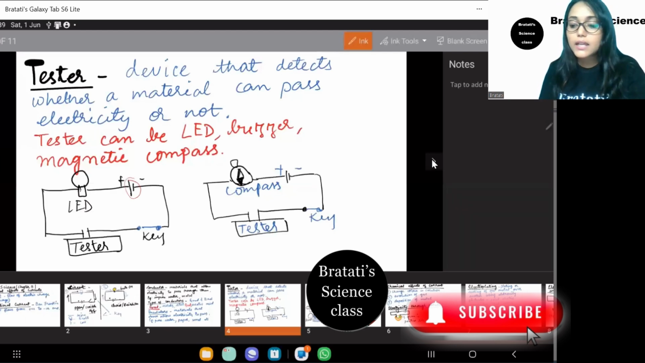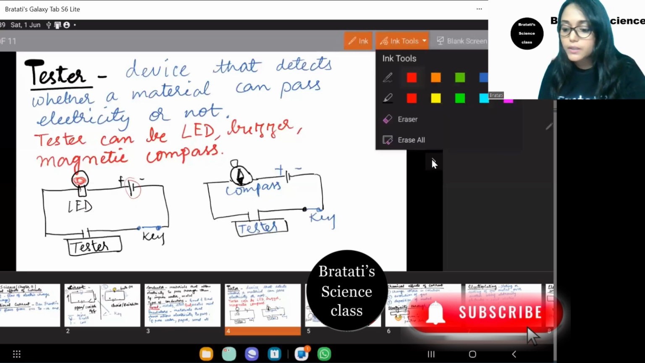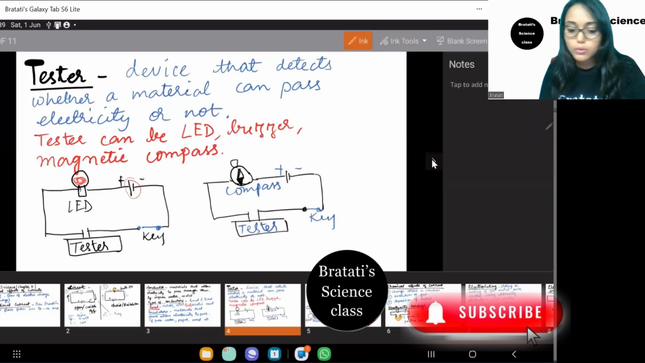So in case the light glows, why is it coming red only? I don't know. Okay, so this bulb will glow.